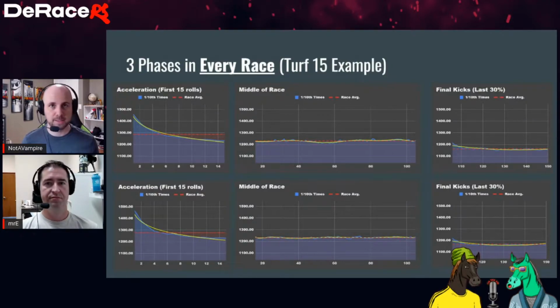As we dug into this, we found it to be, honestly, fact. And then we compared this with Christie's, and he was able to confirm with us. That first phase on every single track is 15 rolls, so 1.5 furlongs, and that is what I'm referring to here as your acceleration phase. The middle of the race is after your 15 rolls up until 70% of the race, because the final phase is 30%. So if you're running a 10 furlong race, the final phase is the last 3 furlongs. The first phase is always going to be 1.5 furlongs, and then everything else falls in the middle.